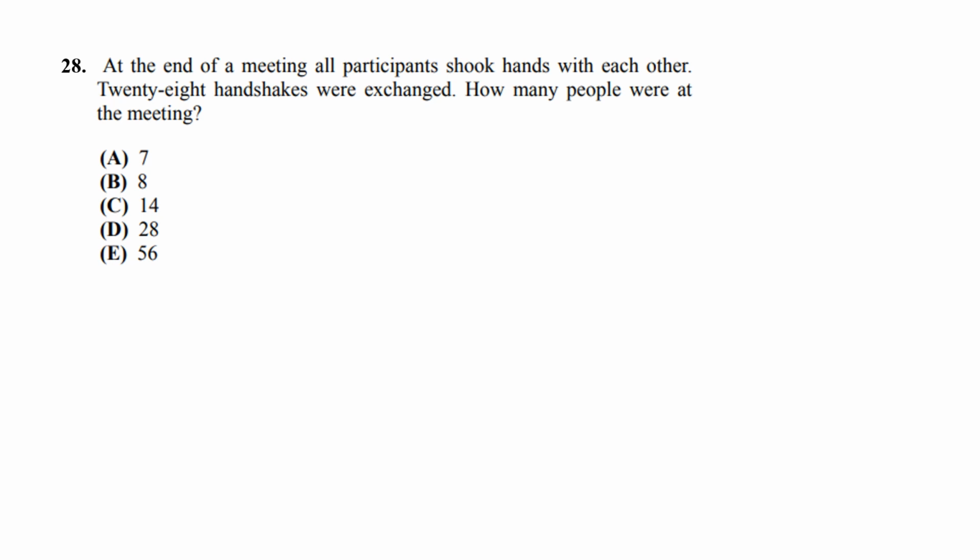Okay, in this next question, we're being asked that at the end of a meeting, all participants shook hands with each other. 28 handshakes were exchanged. How many people were at the meeting? So we should be able to recognize very quickly that this is a combinations type of question. Okay. Right, because the order doesn't matter.